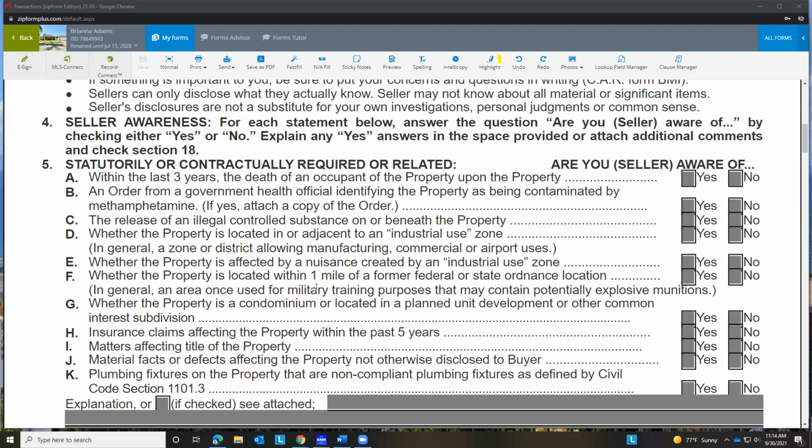Whether the property is located within 1 mile of a former federal or state ordinance location. In general, an area once used for military training purposes that may contain potentially explosive munitions. Anybody know of an area like this? I do. It's that one that's right off of Westminster and Bolsa Chica. So, I'm pretty sure Leisure World is located within 1 mile. So that is a yes answer.